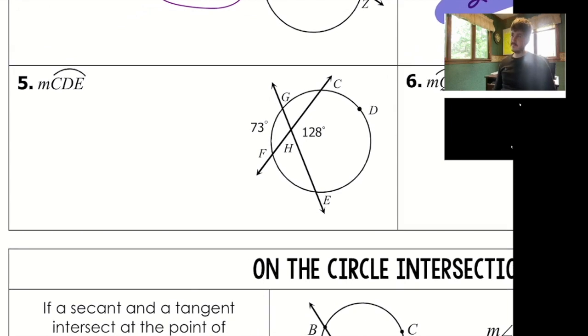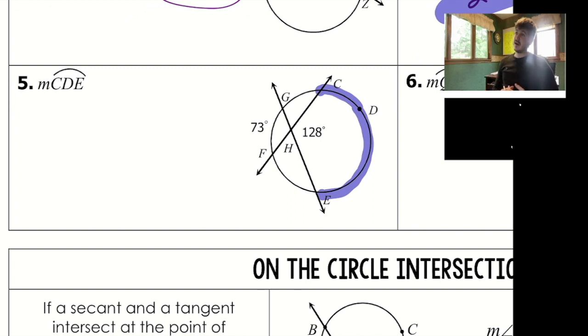Number 5. They want the measure of arc CDE. So CDE, they are using 3 letters there, so make sure you follow those letters. So starting from here, there's C, then go to D, and then end at E. So I'm guessing that this is some kind of major arc, so it's probably greater than 180 degrees. It doesn't have to be, but it is likely. It might be pretty close to 180 degrees.